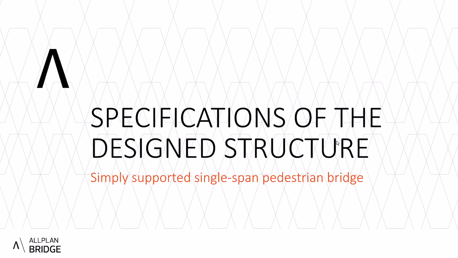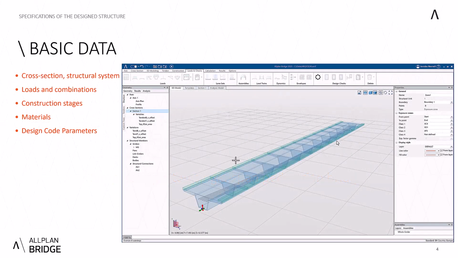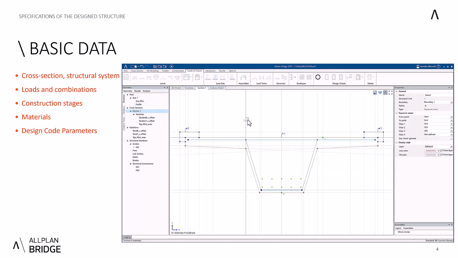Let us now briefly describe the design structure, which is a simply supported single-span pedestrian bridge, and let us make a first estimate of the level of pre-stressing required. The footbridge is to span a length of 30 meters. The structure is designed as a pre-stressed concrete girder with a single solid T-section with haunches on flanges and on the web.